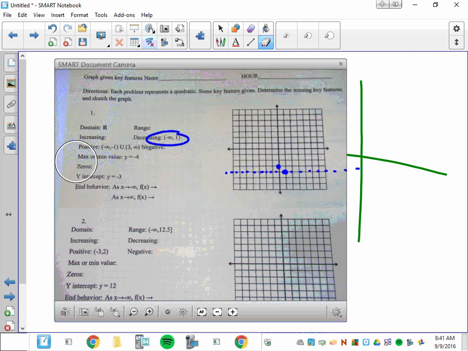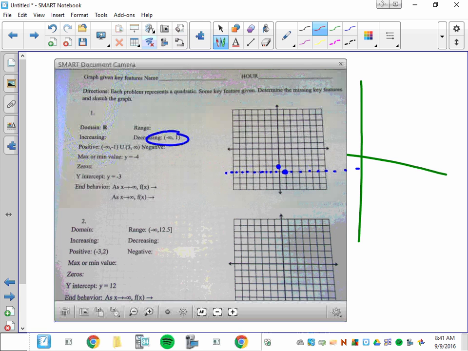What about positive and negative? Is that going to help at all? Does this tell me anything? Those are the zeros. The graph crosses the x-axis on those same points that are listed on the positive and negative numbers. So one of the zeros is -1, and one of the zeros is 3. And that's everything I need to draw the graph. Now I just need to fill in the rest of the information.